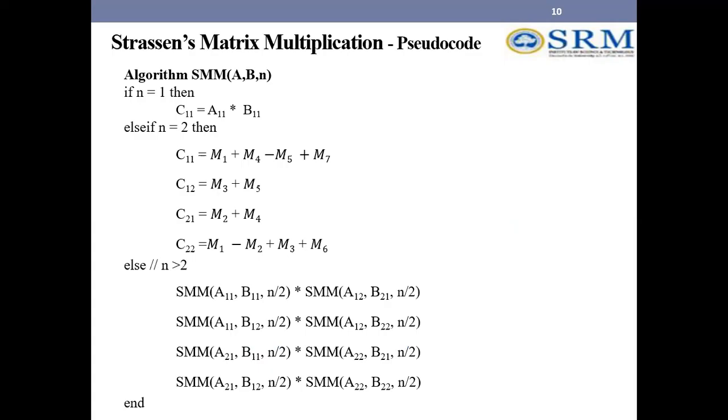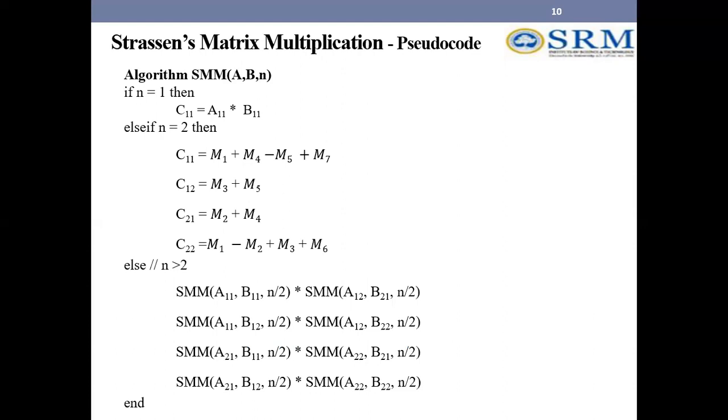Else if n equals 2, that is 2 cross 2 matrices, we can just apply Strassen's formula and find the value of the C matrix. If n is greater than 2, that starts from 4. So n is a power of 2: 2 power 0, 2 power 1, 2 power 2. The next is 4 cross 4 matrices.